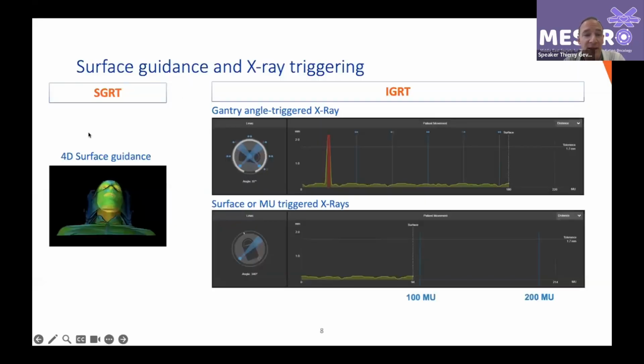As you can see on the left, you have the 4D information, so the surface of our patient. And on the right, you have the image guidance, so X-rays, and you can do triggering at certain gantry angles. You can do surface: when the surface goes out of tolerance, you can take images to see if the anatomy is also out of tolerance, or you can trigger purely on monitor unit space. That's a bit the concept.